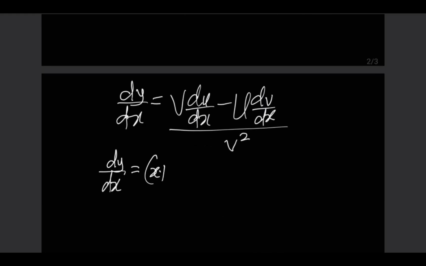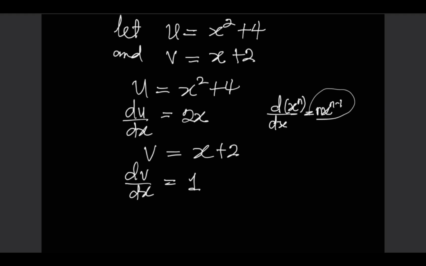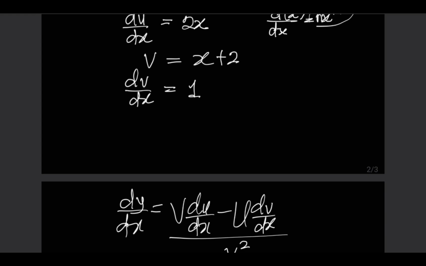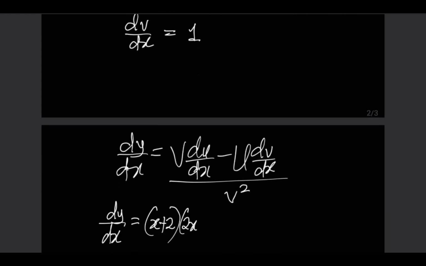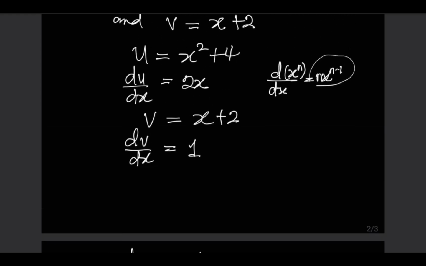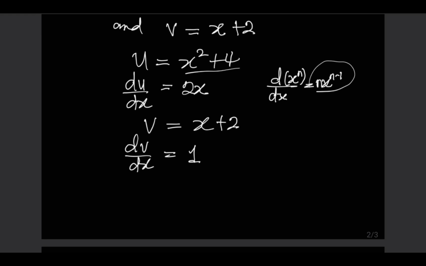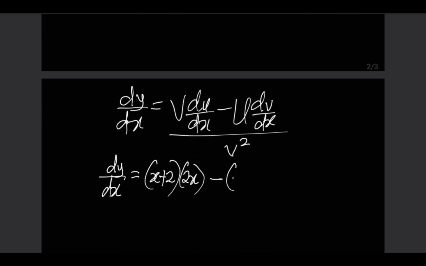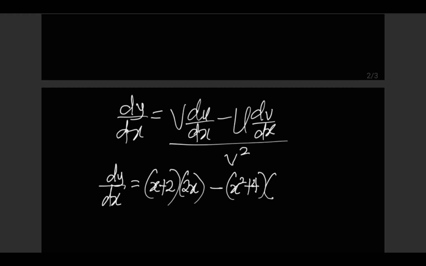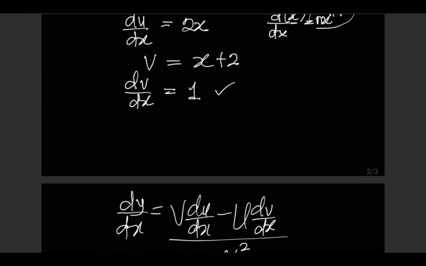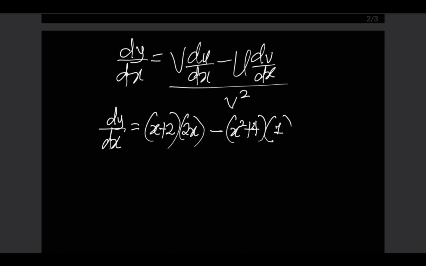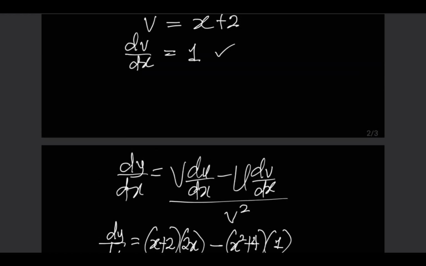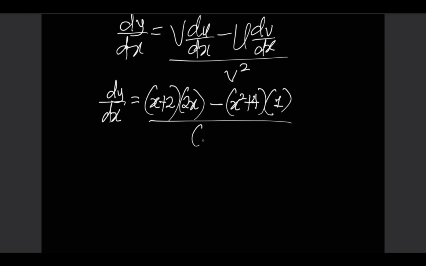So we have x plus 2, and that will multiply by du over dx. What is du over dx? Du over dx was 2x. So that will multiply by 2x. We're done with that. Minus, what is your u? Your u is x squared plus 4. So we have x squared plus 4. And that will multiply by dv over dx. What is dv over dx? We have it to be 1. So we have 1. We divide everything by our v, and the v is x plus 2. Remember to square that.